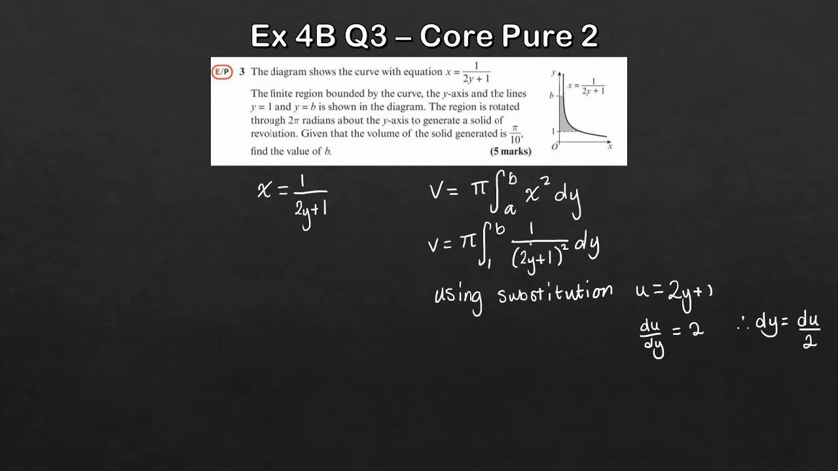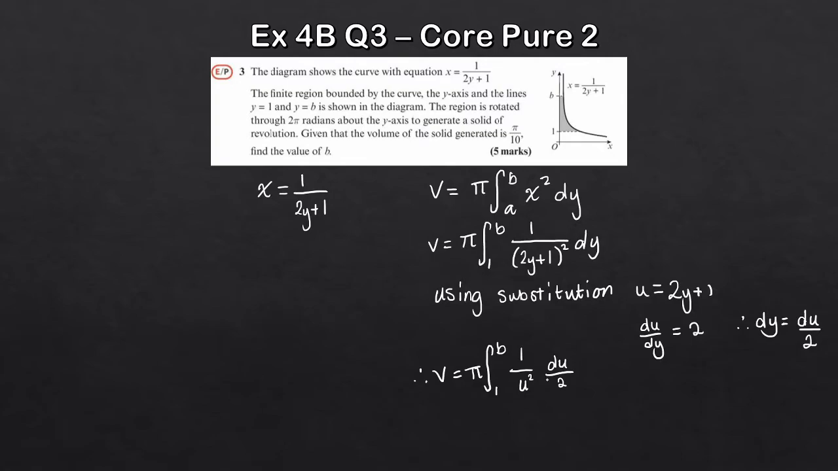So let's just rewrite our integral here using our substitution. So V is equal to pi times this integral between 1 and b of 1 over u squared. Okay, so u is 2y plus 1, so this is 1 over u squared. Don't forget, we're replacing dy with du over 2. So du over 2.